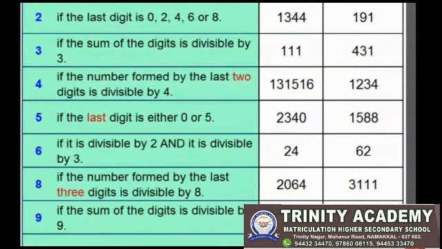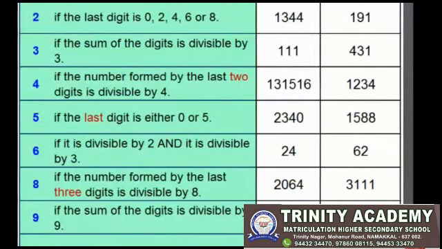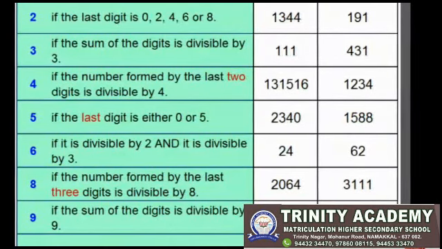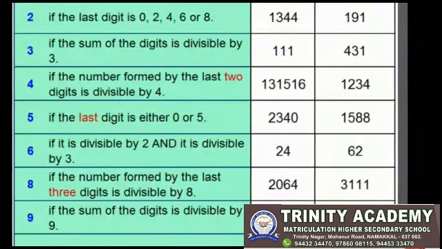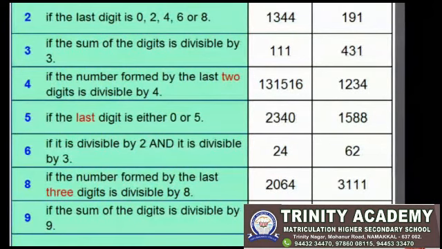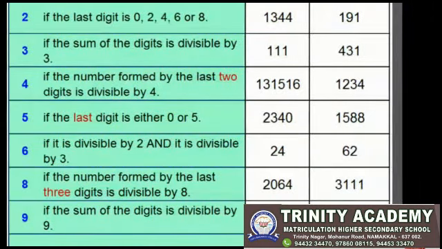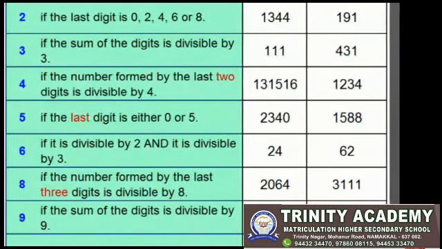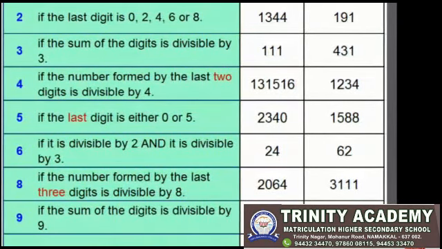Next, 6. If it is divisible by both 2 and 3, so the condition should satisfy both 2 and 3. Next, divisible by 8: if the number formed by the last 3 digits is divisible by 8. 9: if the sum of the digits is divisible by 9. Next, 10: if the last digit is 0, it is divisible by 10.